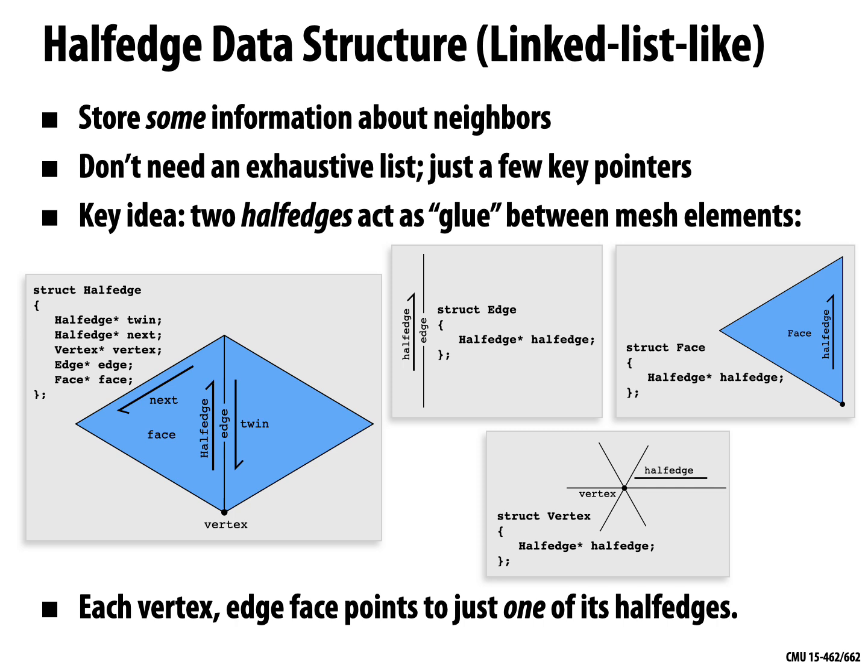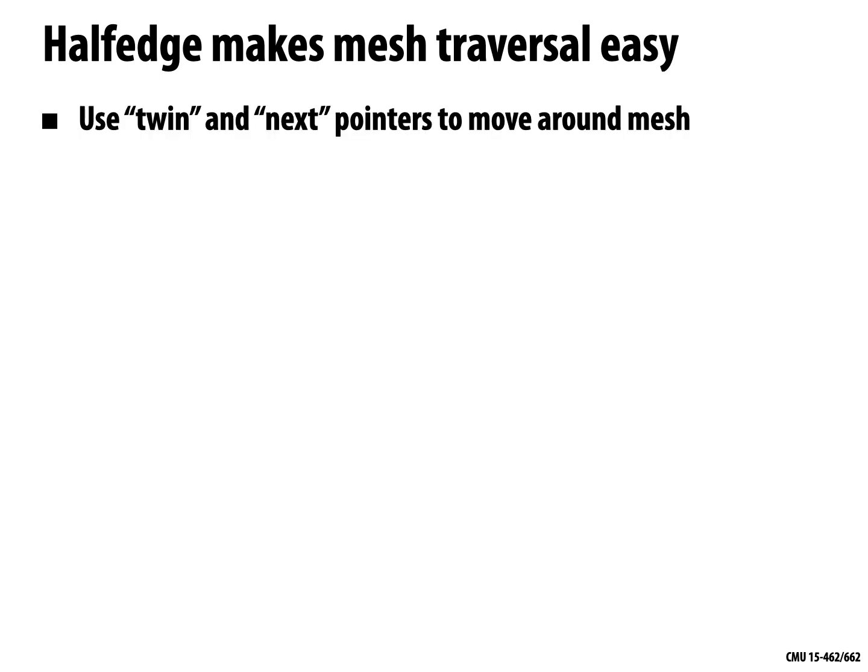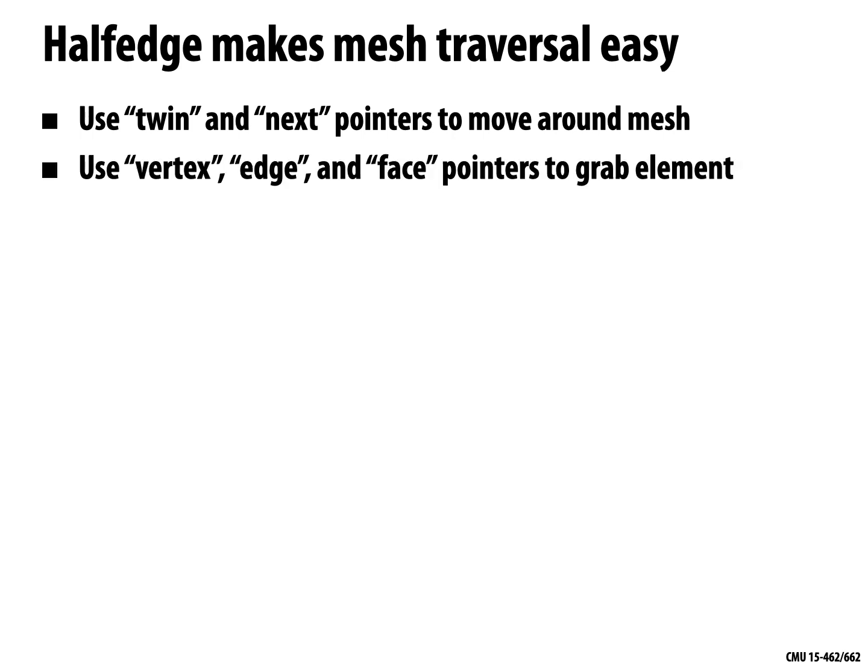If I'm a triangle, I only know about one of my 3 half edges. Well, because once I have that information, because the half edge knows about so much, we can easily use these half edges to traverse the mesh. So we can use the twin and the next pointers of the half edge to move around the mesh. Once we've moved to the right place, we can use the vertex, edge, and face pointers to grab a specific mesh element. Okay, so this becomes a lot more concrete with an example.